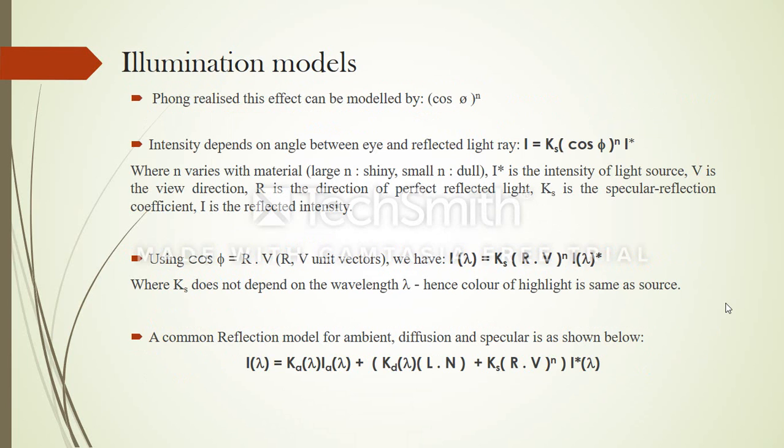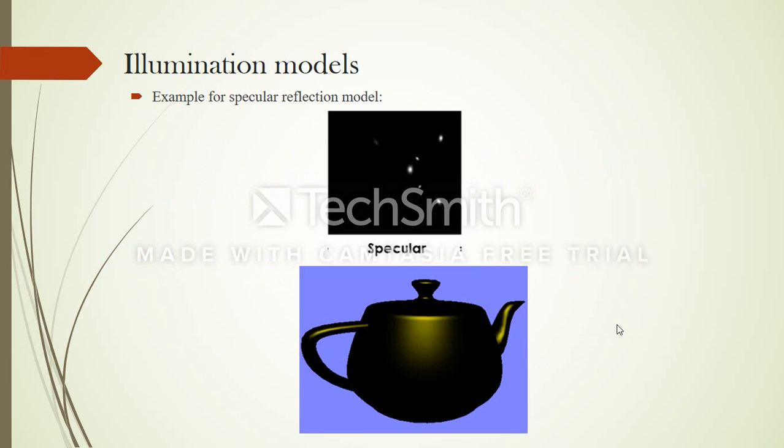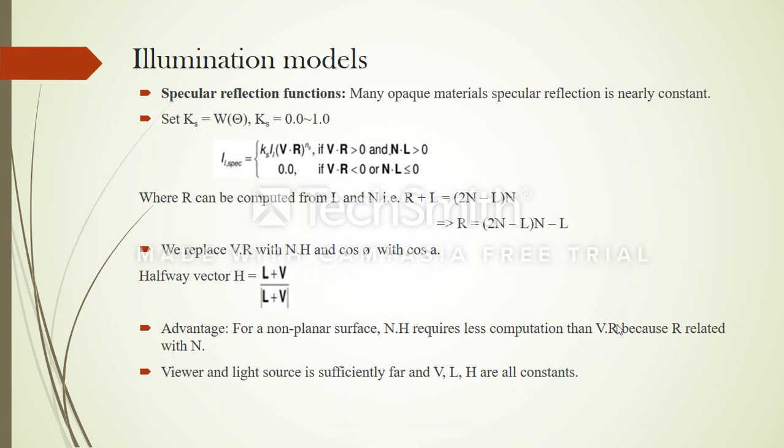The Phong reflected ray can be given by this equation, where n varies with material, I is the intensity of the light source, V is the view direction, R is the direction of the perfect reflected light, Ks is the specular reflection coefficient, and I is the reflected intensity. Here are some examples for the specular reflection model. Specular reflection functions: for many opaque materials, specular reflection is nearly constant.